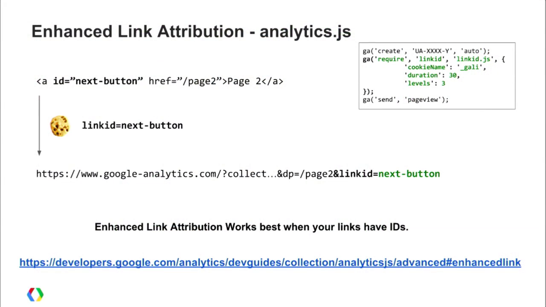Because we rely on element IDs to make this work, it's going to be most accurate when all of your links have unique IDs, or at least their parent elements have unique IDs. So it'll look up the DOM to check if there are IDs in the parent elements? Yeah, exactly, and that's actually configurable. You'll see in the example code snippet that there are a couple of configuration options. You can configure the name of the cookie and how long that cookie is going to last, but you can also tell us how many levels up in the DOM you want us to look for that element ID.